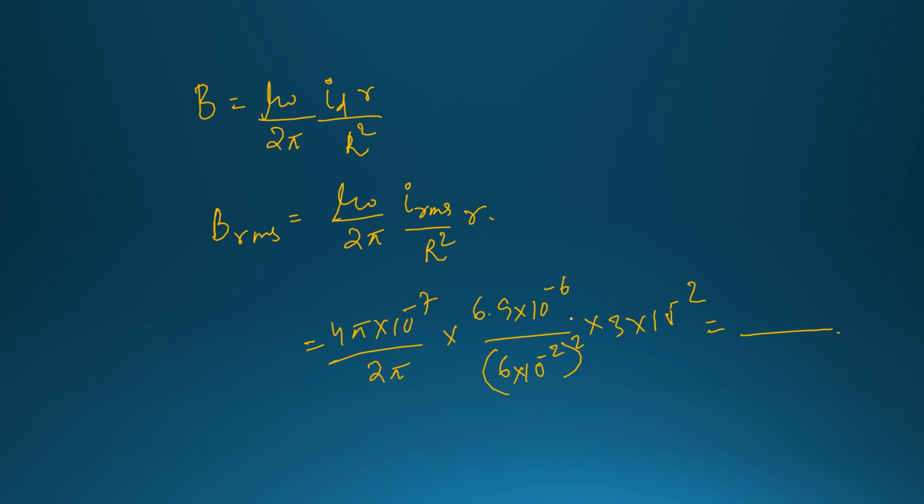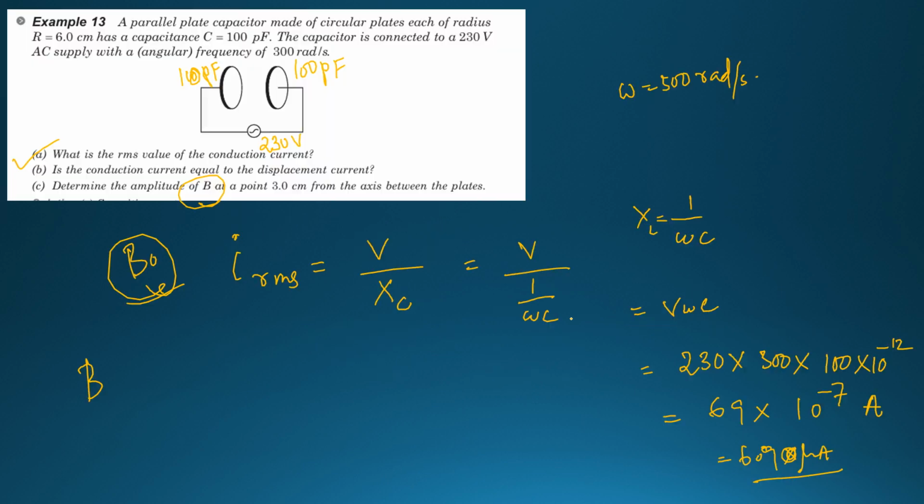Is it alright? And what about the second question? Conduction current is always equal to displacement current. There is also a proof for it. You can see it in books.